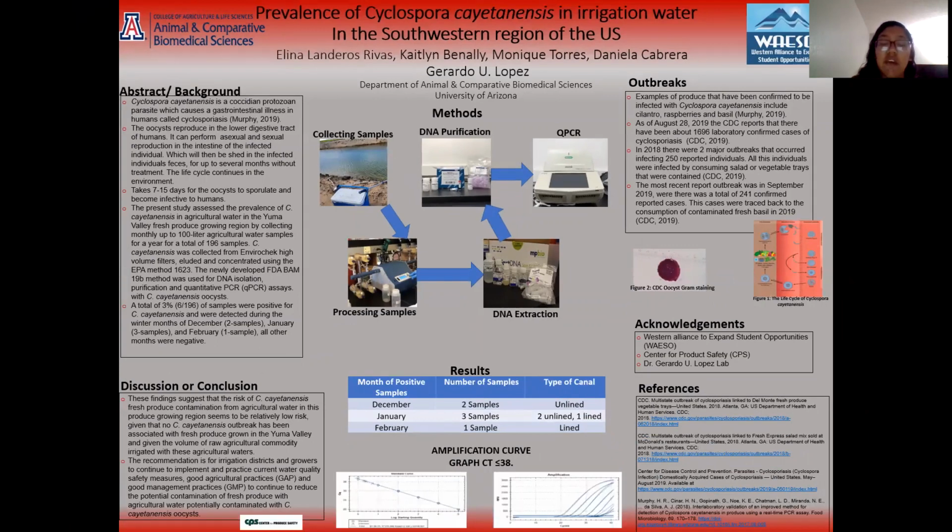In our results section, I have included the months that were positive and whether those canals were lined or unlined. Underneath that, I have also included the standard curve, which shows what we would look for in our results after every single one of our runs. Our standard curve is our positive control, and it also checks the efficiency of our run. That is something we looked at every single time, for every month of our samples.